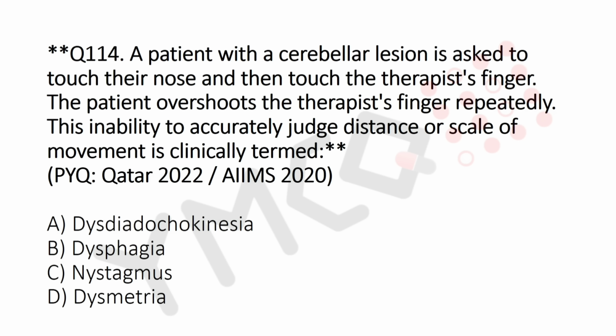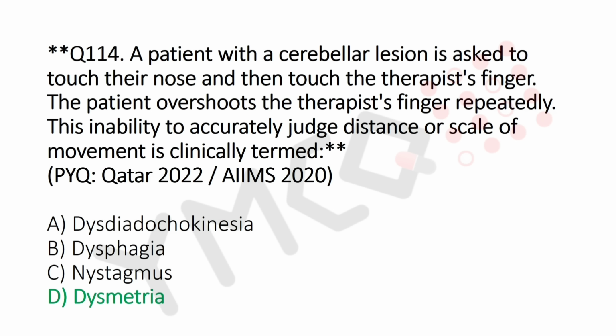And the answer is option D, dysmetria. Metria means measure. Dysmetria means bad measuring. The patient cannot measure the distance to the target, so they overshoot or undershoot. It is a hallmark sign of cerebellar damage. Okay.